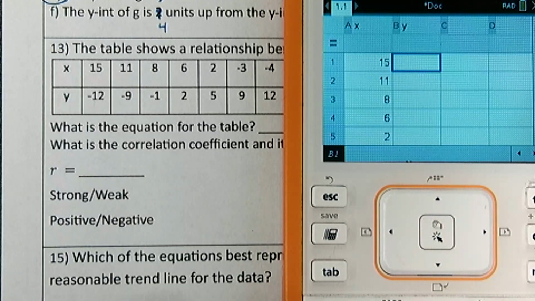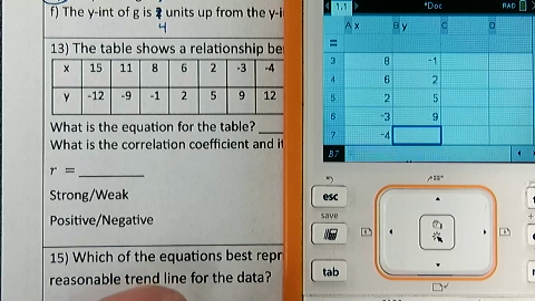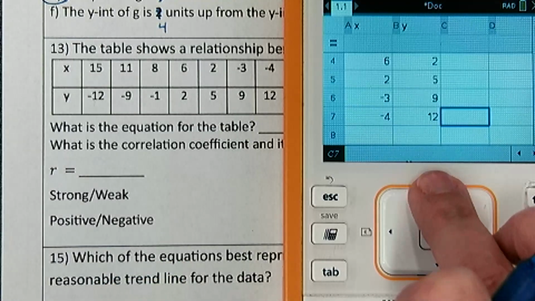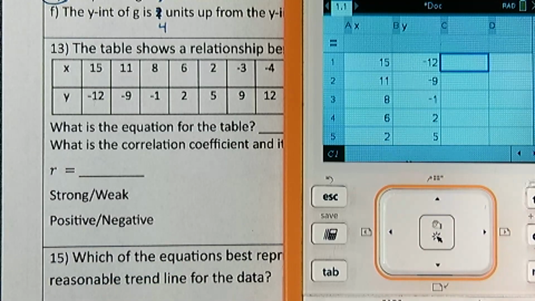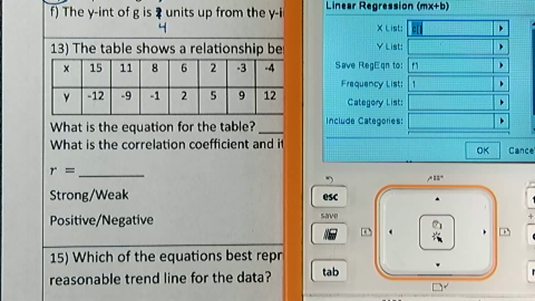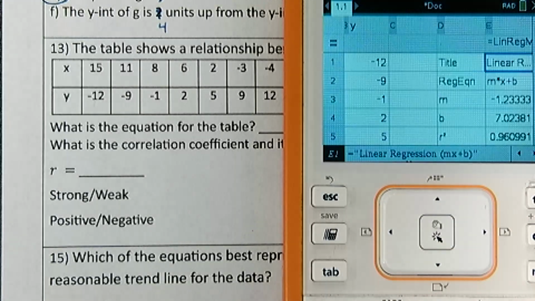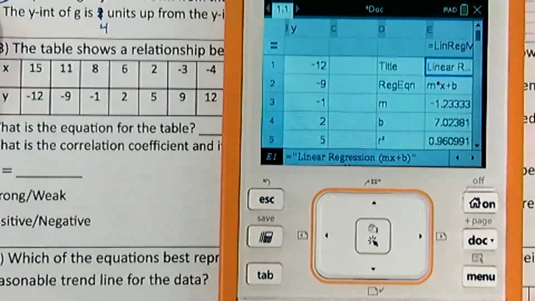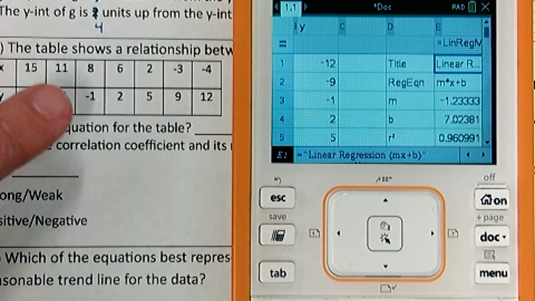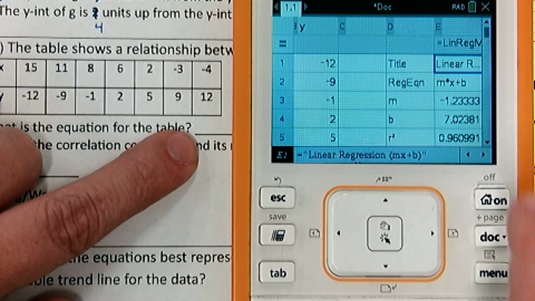And then we have negative 12, negative 9, negative 1, 2, 5, 9, and 12. And we're going to go menu 413, X and Y. So remember, we are looking for our equation for our table. So here's my M.